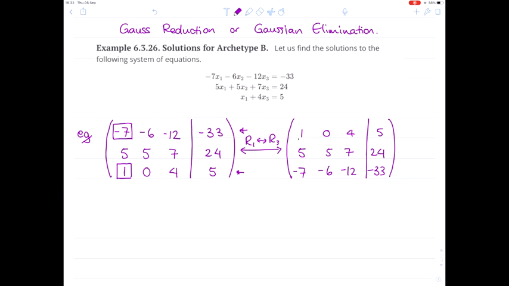Okay, so the reason you want this 1 here is because then you can use multiples of this row to get zeros in the second and third row beneath it. So let's go ahead and do that. I want to get this 5 to be a 0. So here we go. I'm saying row 2 minus 5 row 1.